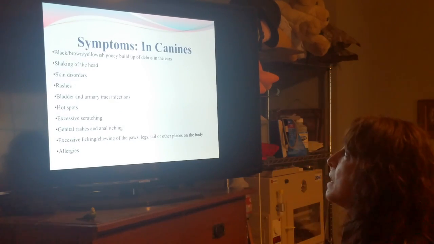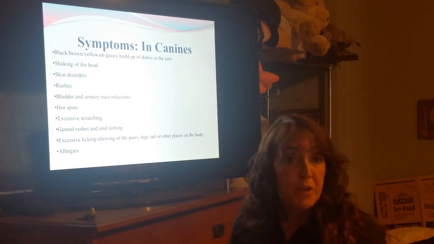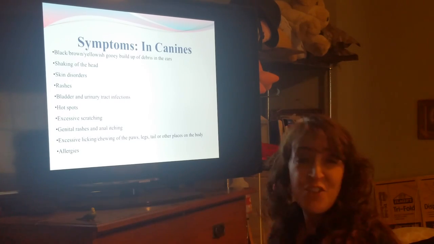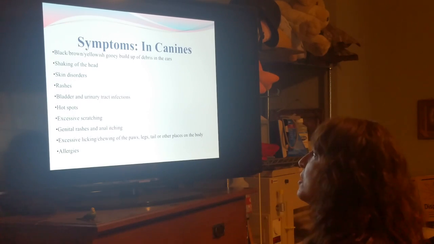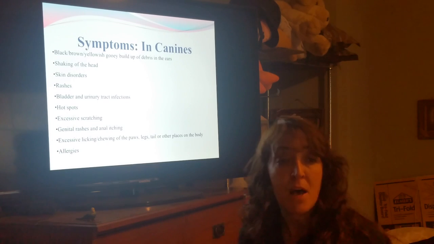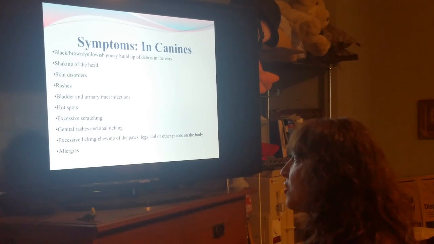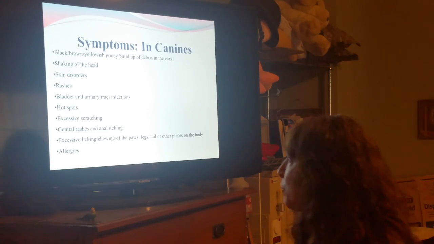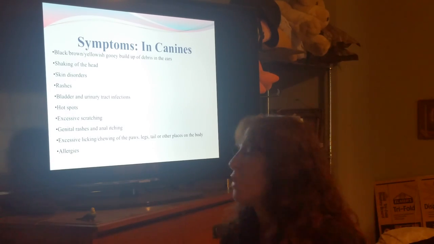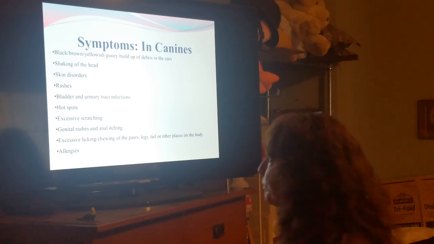Symptoms in the canines: black, brown, yellowish, gooey buildup of debris in the ears, constant shaking of the head, skin disorders, rashes, bladder and urinary tract infections, hot spots, excessive scratching, genital rashes and anal itching, excessive licking, chewing of the paws, legs, tail, or other parts of the body, or allergies.